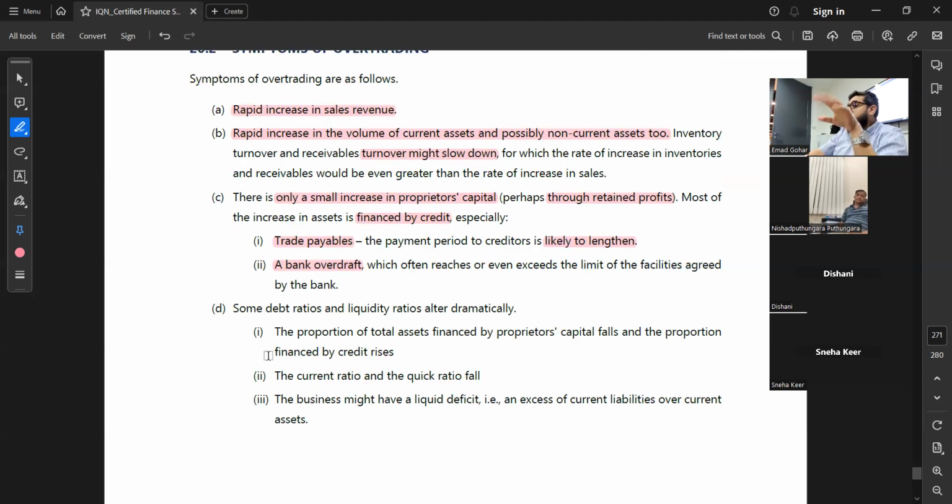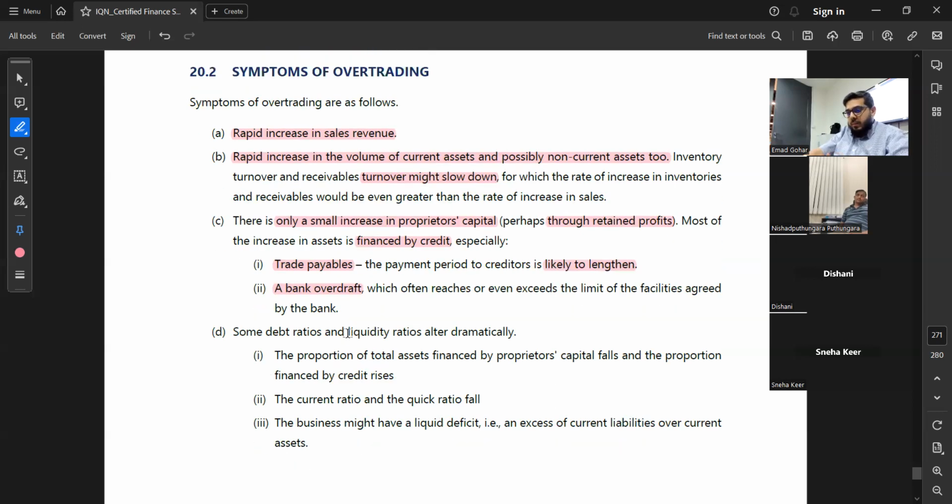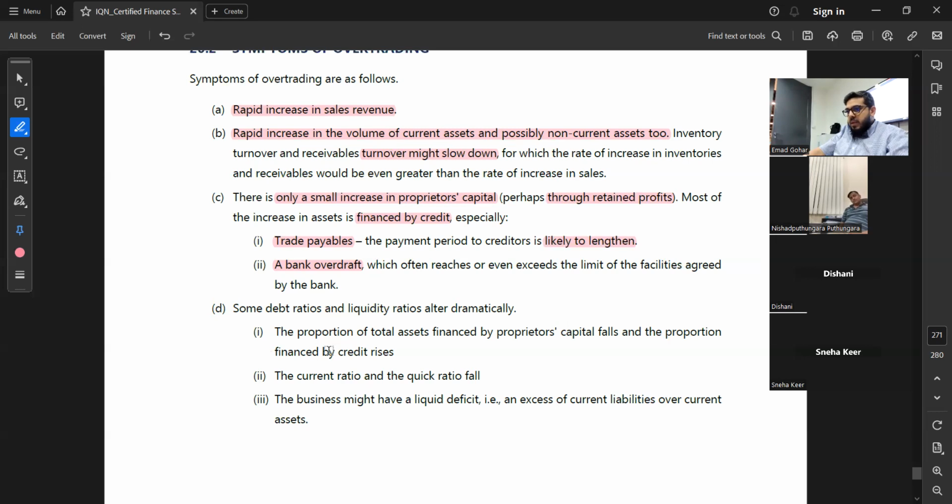These are all symptoms. When you see the interpretation of the financial statements, you can identify from there whether this company is over trading or under trading. Similarly, the current ratio is falling, and the quick ratio. This is what we discussed. Remember, your current ratio was last year 1.2, this year 0.8. Quick ratio last year 0.8, this year 0.5. So it is reducing. It means your current assets are falling and your liabilities are going up. So it means you are over trading.